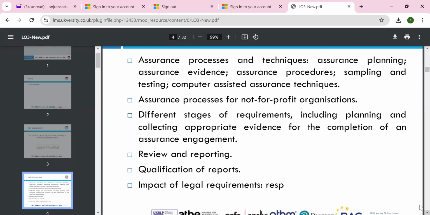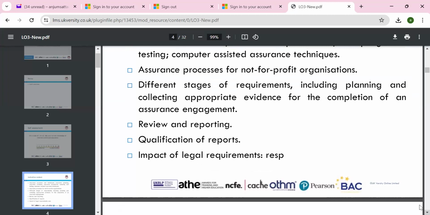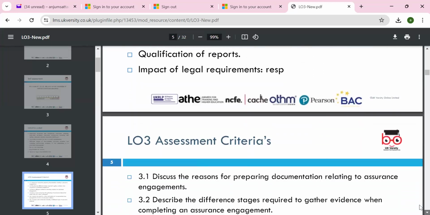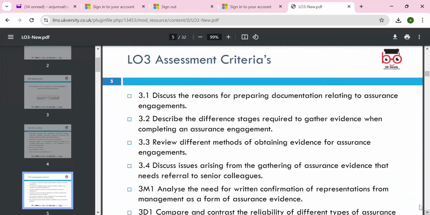There are also computer assisted assurance techniques, and we look around the assurance process for not-for-profit organizations, charities, NGOs and so on. We group the different stages: planning, collecting appropriate evidence, completion of the assurance engagement, review and reporting, qualification of reports, qualified or not, and the impact of legal requirements. We have a few assessment criteria: discuss the reasons for preparing documentation. Of course, evidence. Audit means checking the accuracy of the books of accounts, and based on this we can give the assurance. Describe the different stages of evidence gathering, which we can do through observation, through sampling, and through tests of control.